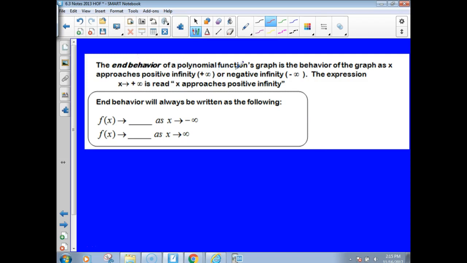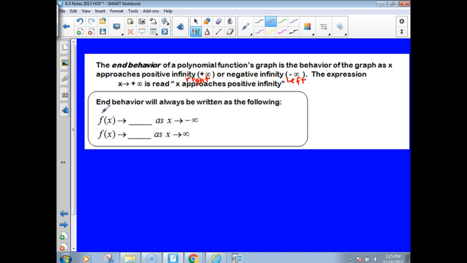The end behavior of a polynomial function's graph is the behavior of the graph as x approaches positive infinity, which would be on the right side of the graph, or negative infinity, which would be the left side. This says as x approaches infinity, that's how that's read. As x approaches positive infinity, what's happening? So end behavior will always be written as the following.